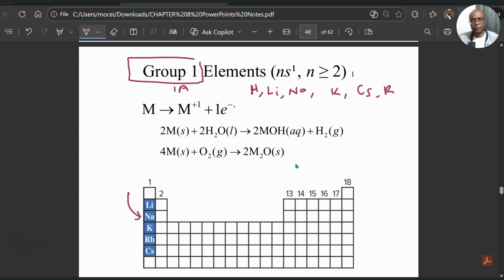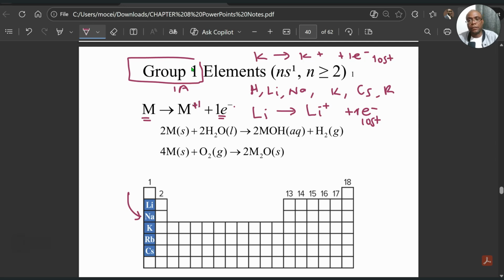So if you're starting with a metal M, it loses one electron to give you a metal cation M+. An example can be given of lithium. Lithium loses one electron to give you Li+ and the one electron lost. And that applies to the rest. If you want to talk about potassium, it will do the same. K gives you K+ and one electron lost.